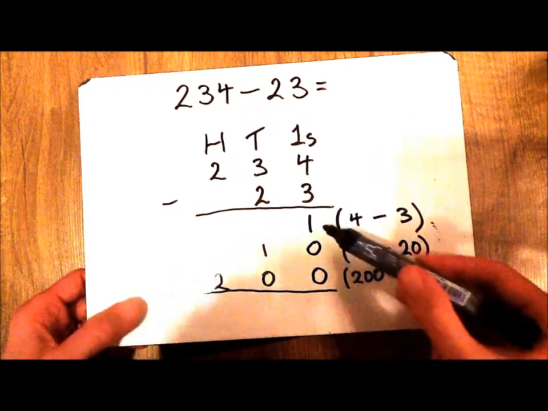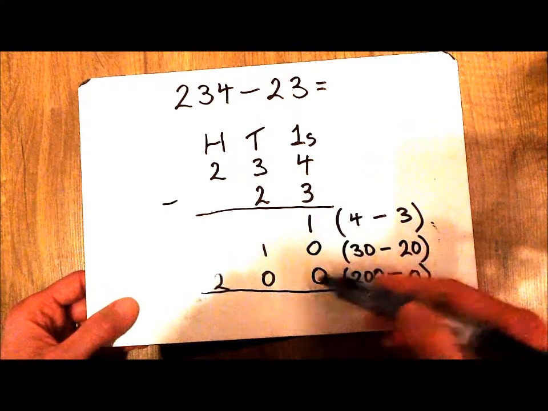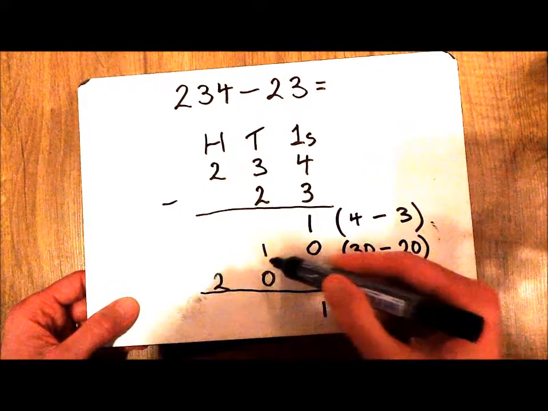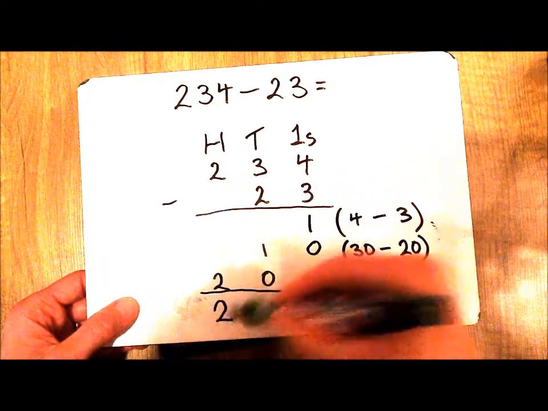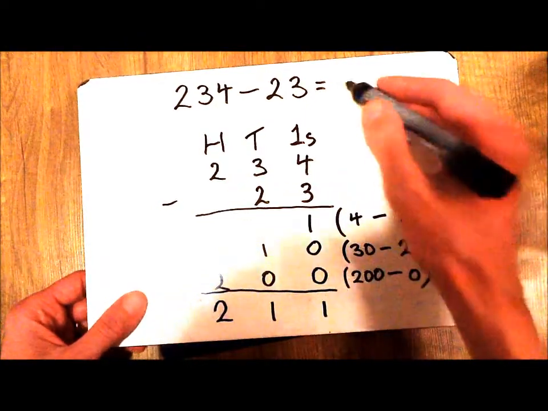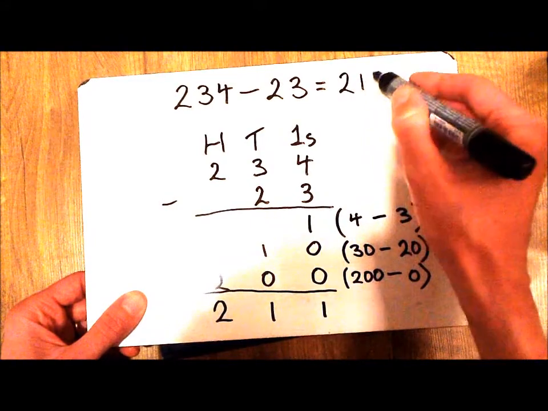Now all I need to do is see how many I've got in each column. So I've got 1 one, 1 ten and 2 hundreds. So the answer is 211.